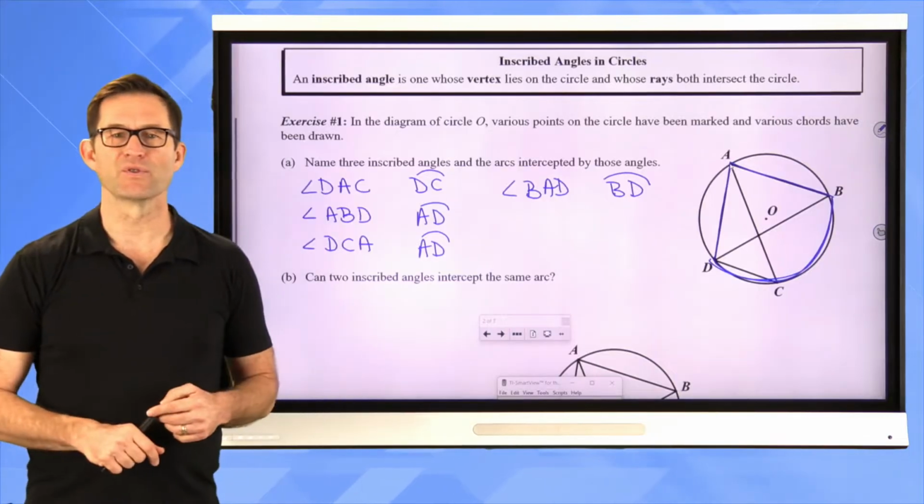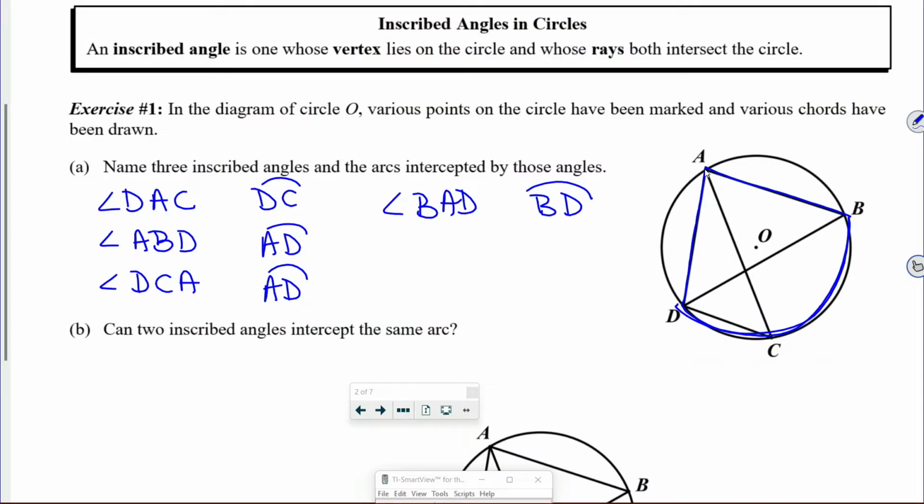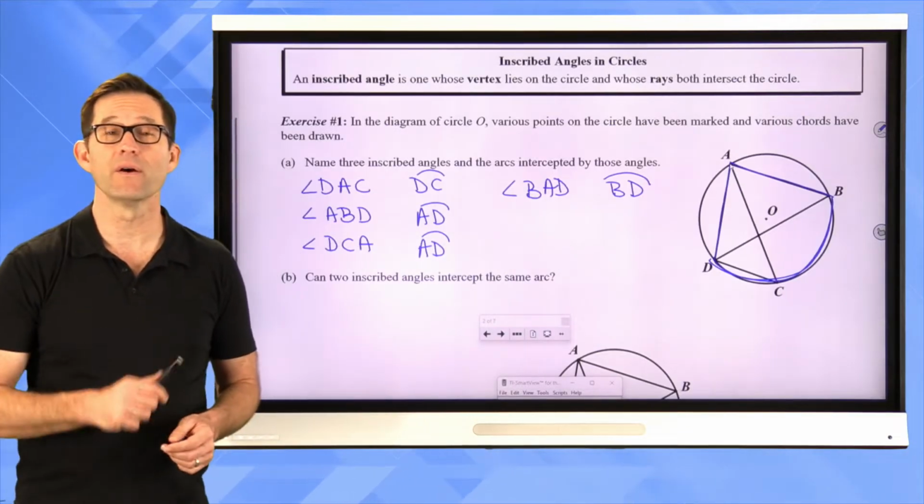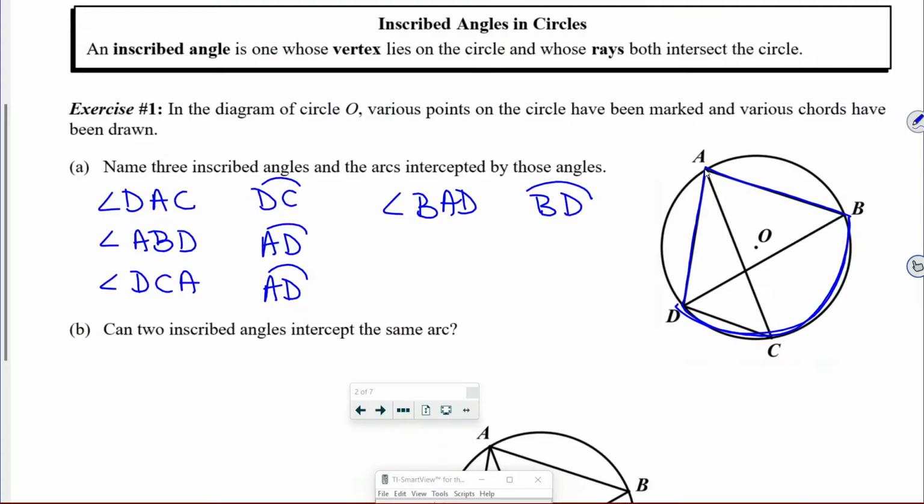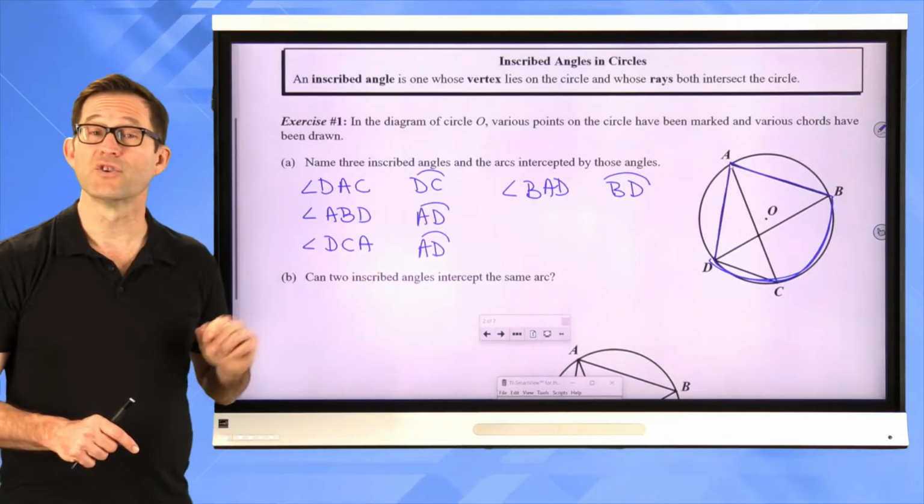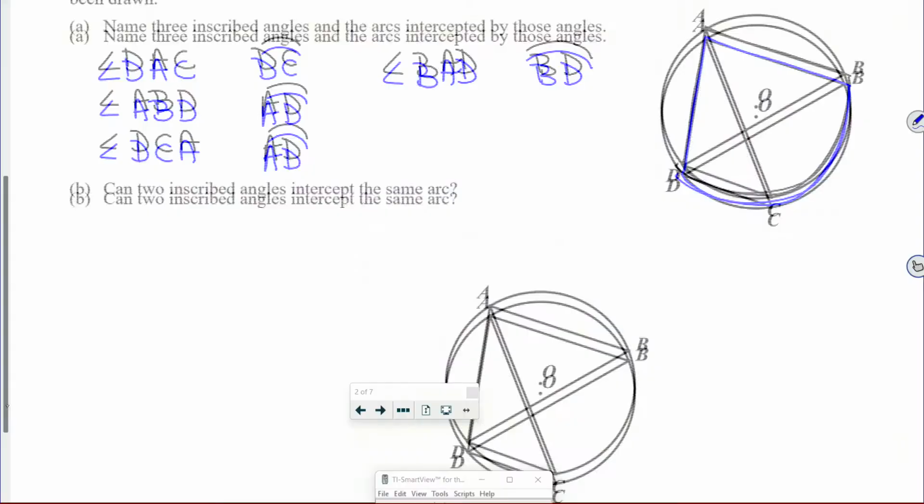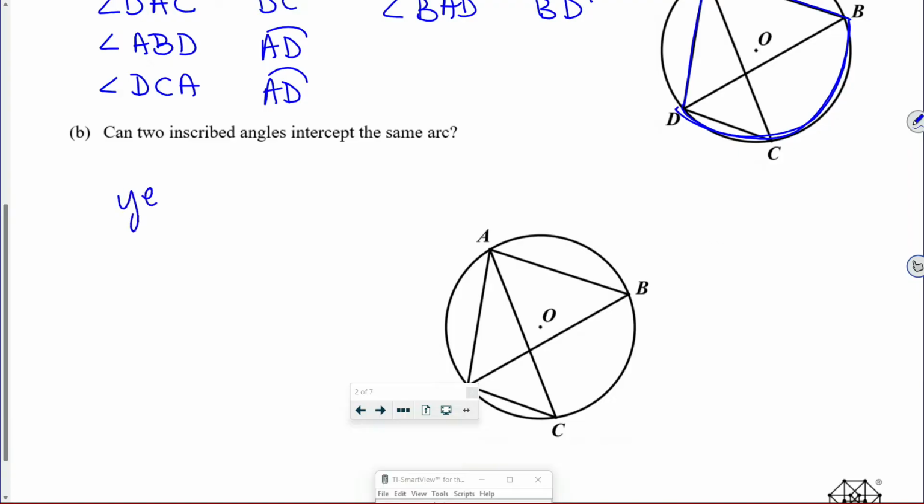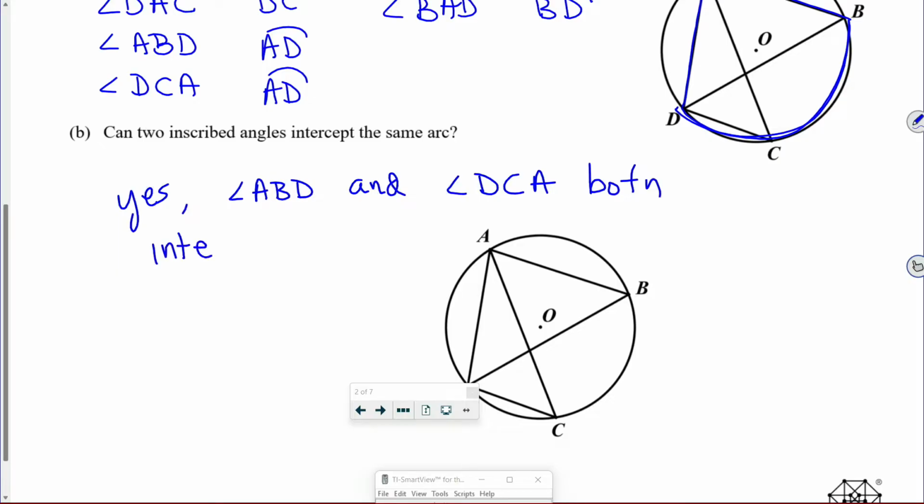Now let's take a look at letter B, which is quite important. Can 2 inscribed angles intercept the same arc? Well, what do you think? Pause the video and tell me what you think, yes or no. And the answer is yes, absolutely. In fact, right here, those are 2 angles that intercept the same arc. So let's say yes, angle ABD and angle DCA both intercept arc AD.